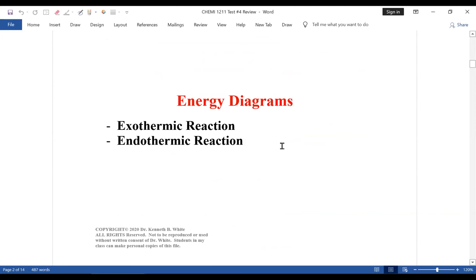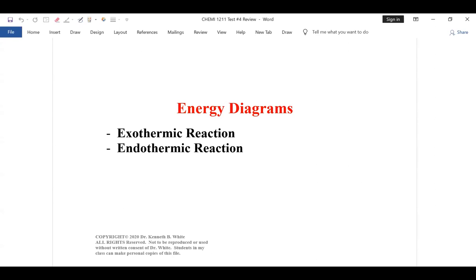Now, I won't draw them now, but I did them and I'll do them again tomorrow. You should know how to do an energy diagram for an exothermic reaction. And an exothermic reaction is a reaction that gives off heat when you make the products. Now, an endothermic reaction is where you have to add heat.